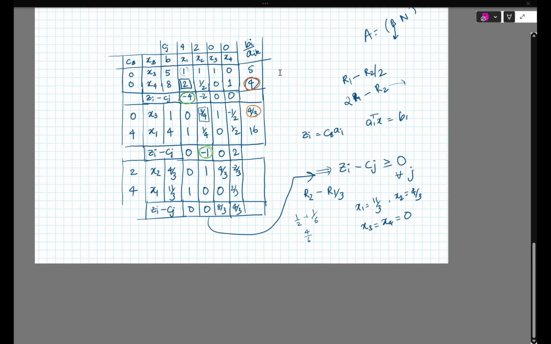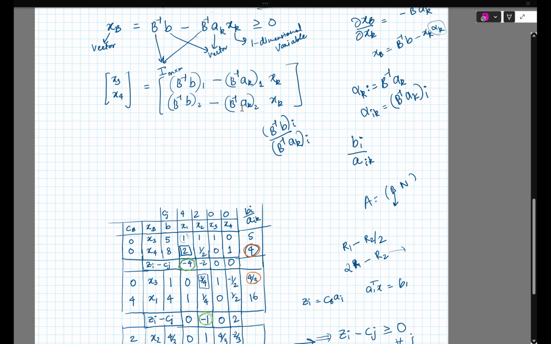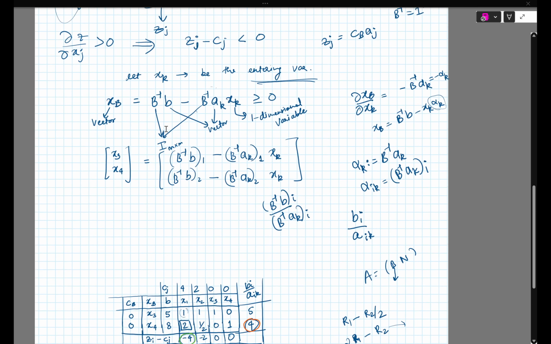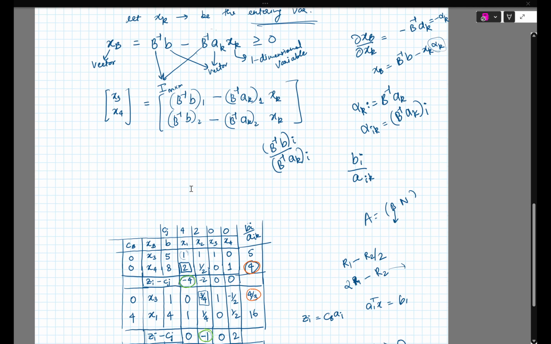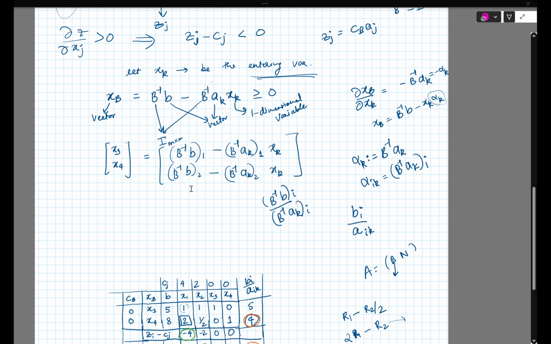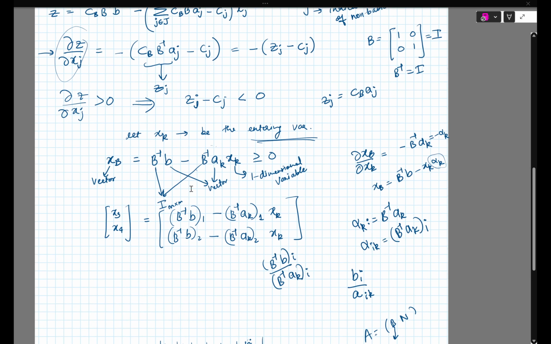Okay, so you need to just be careful about what these values are. Once you're clear about why we use these values, I think you won't have much trouble.